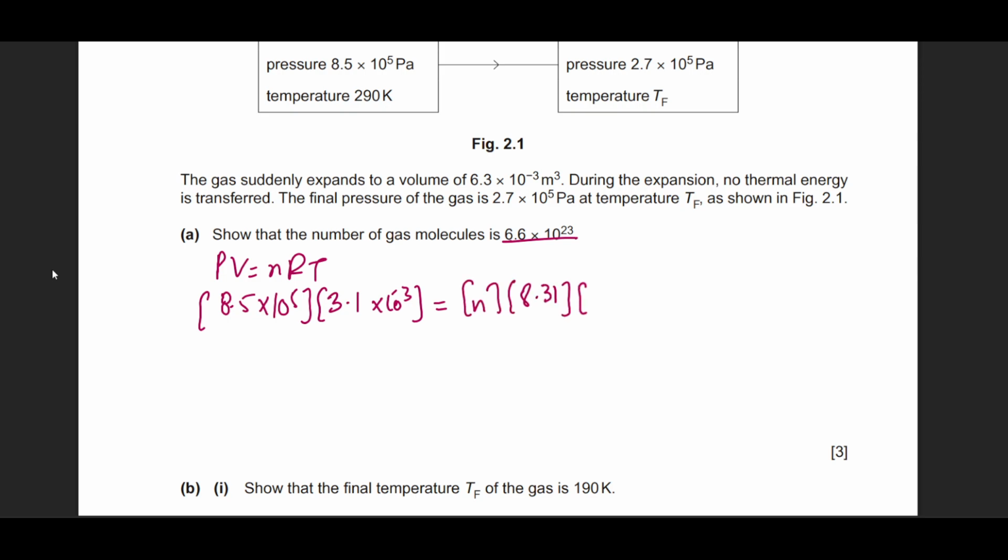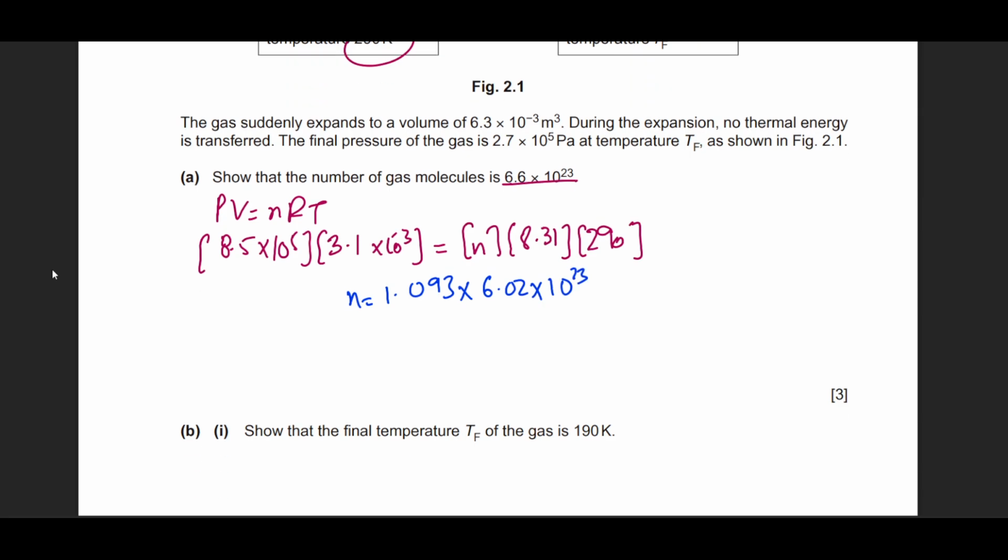Gas constant is 8.31. Temperature is 290, already given as Kelvin in the initial situation. So when you find moles, they're going to come out as 1.093. Multiplying this with Avogadro's constant, power 23, we get 6.58 into 10 raised to the power 23, which is, of course, up to two significant figures, 6.6 into 10 raised to the power 23 atoms. So we've shown what the examiner wanted us to show.